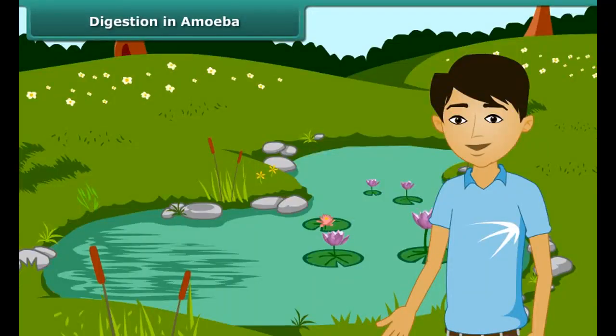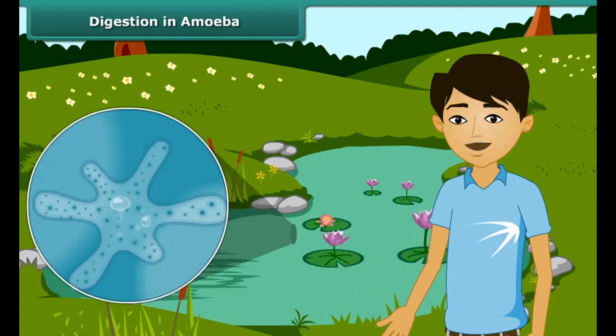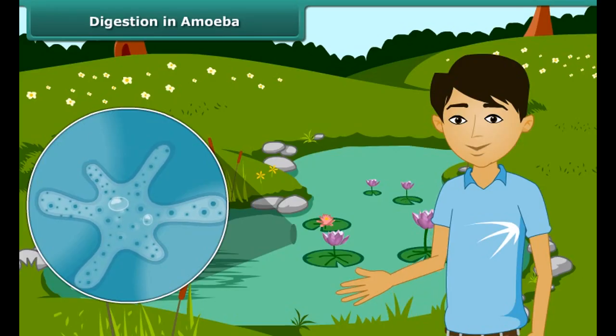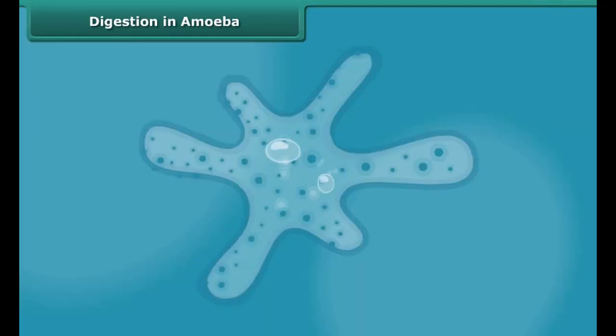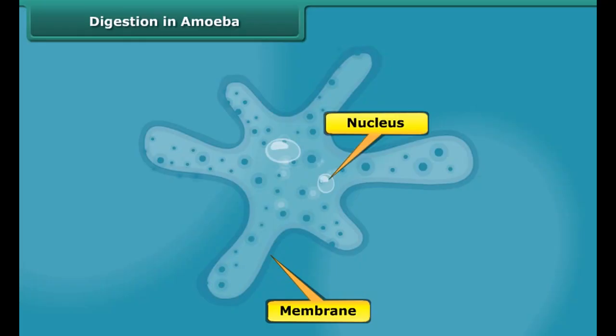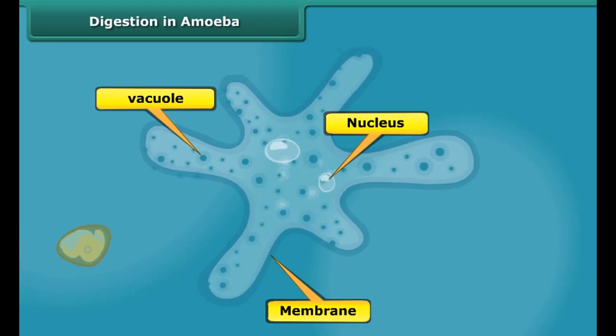You will be surprised to know that there are certain organisms which do not have mouth and a digestive system, yet they digest food. This organism is amoeba, which is found in ponds. It is single-celled and you cannot see it with the naked eye. It has a cell membrane, a rounded nucleus, and vacuoles in its cytoplasm.